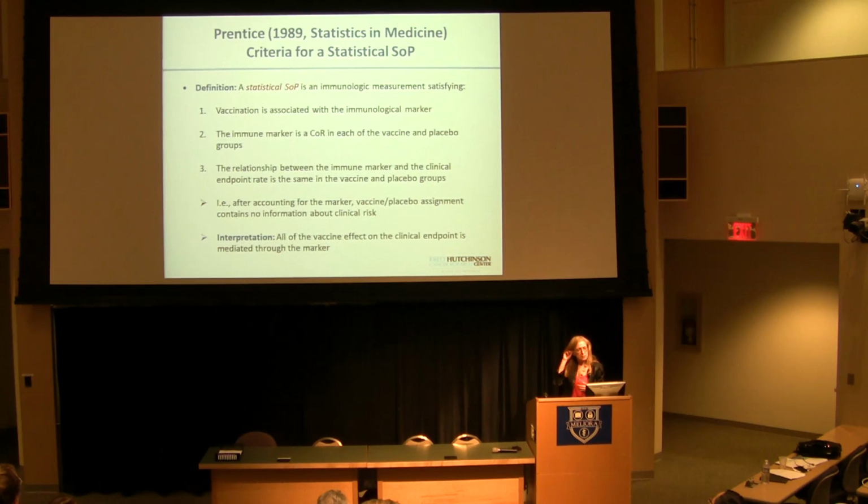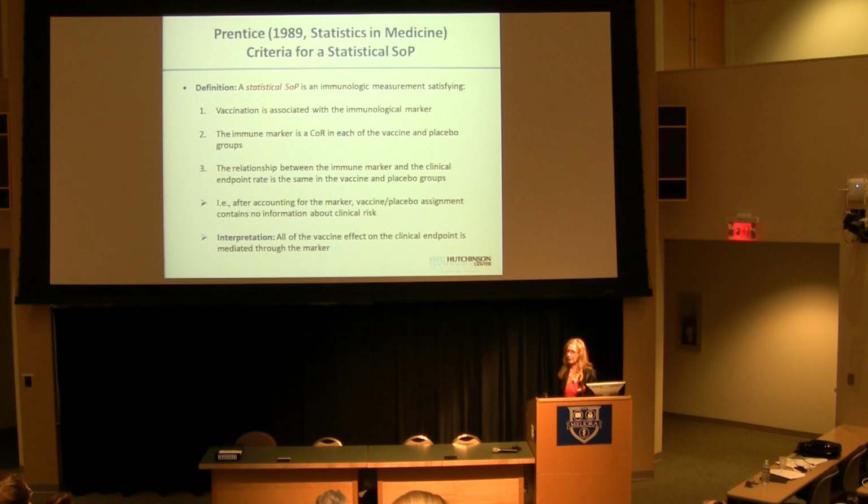Okay, so the statistical SOP, statistical surrogate of protection, satisfies the 3 criteria set up by Prentice. That means vaccination is associated with the immunologic marker. We would expect that, of course. The immune marker is a correlate of risk in each of the vaccine and placebo groups. This is what we looked at in that graph about influenza. And the relationship between the immune marker and the clinical endpoint is the same in the vaccine and placebo groups. And that's a tough one. That is, after accounting for the marker, vaccine and placebo assignment doesn't have any information about the clinical risk.